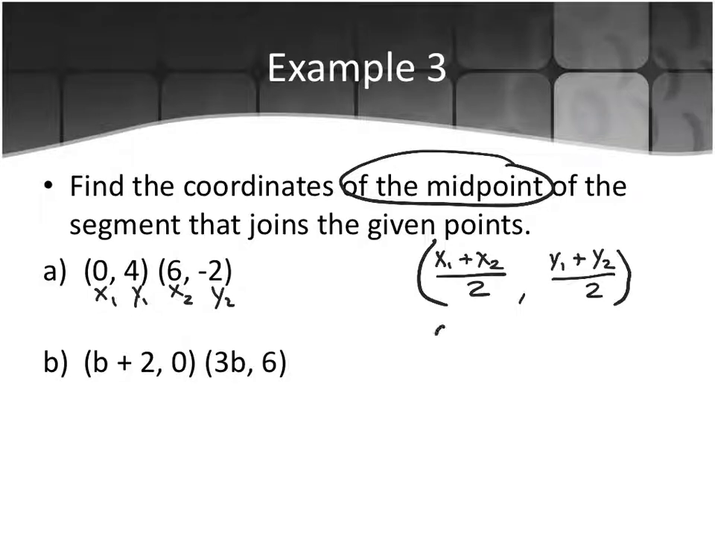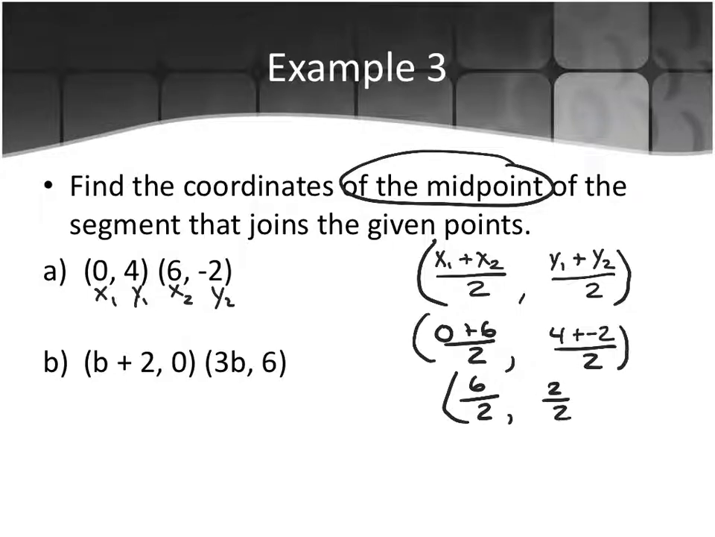So I get 0 plus 6 divided by 2, and I get 4 plus negative 2 divided by 2. 0 plus 6 is 6 divided by 2. 4 plus negative 2 is 2 divided by 2. Simplify that one step further, and we get 3, 1. The midpoint of those 2 points is 3, 1. Add up the x's, divide by 2. Add up the y's, divide by 2.